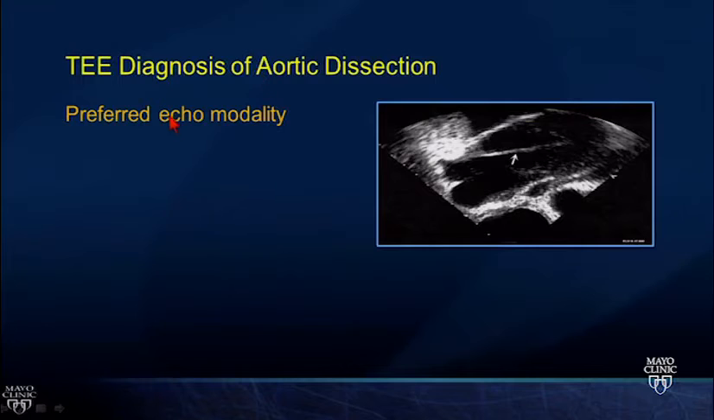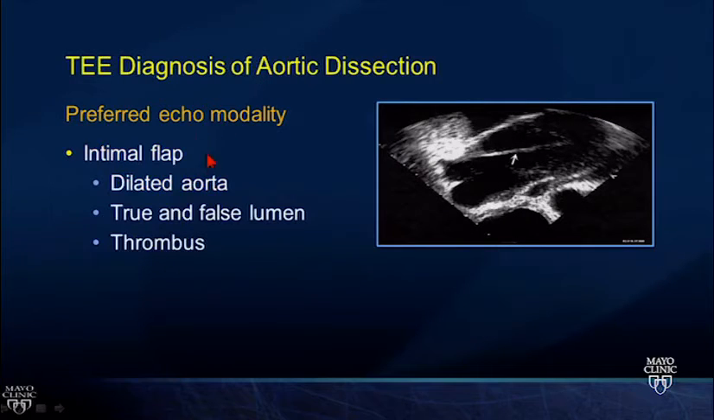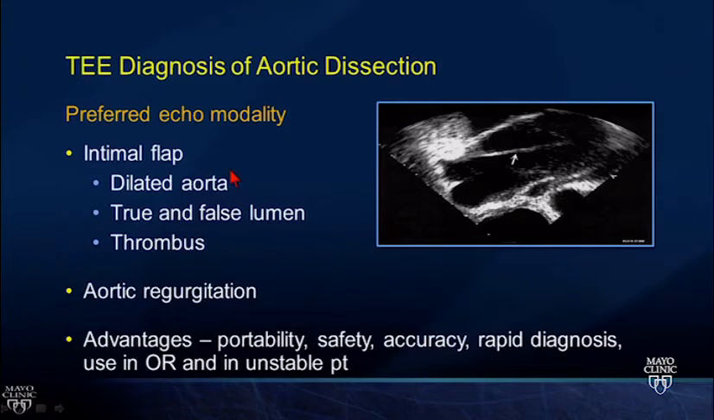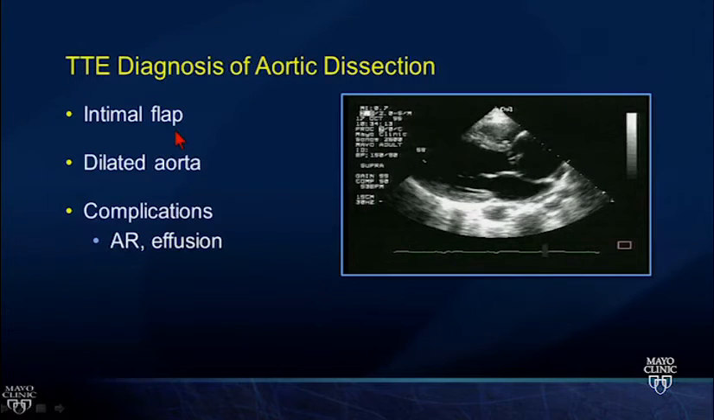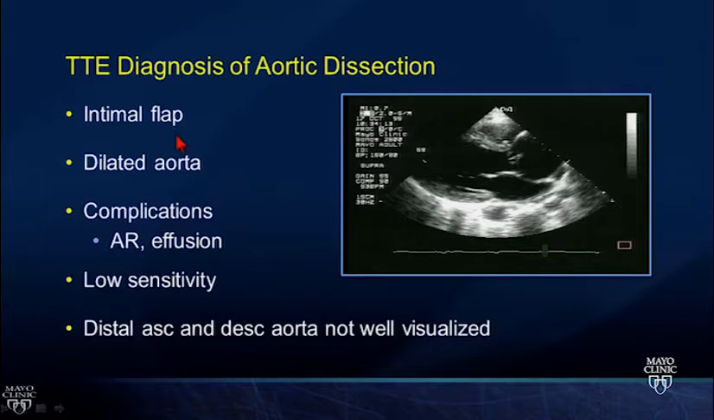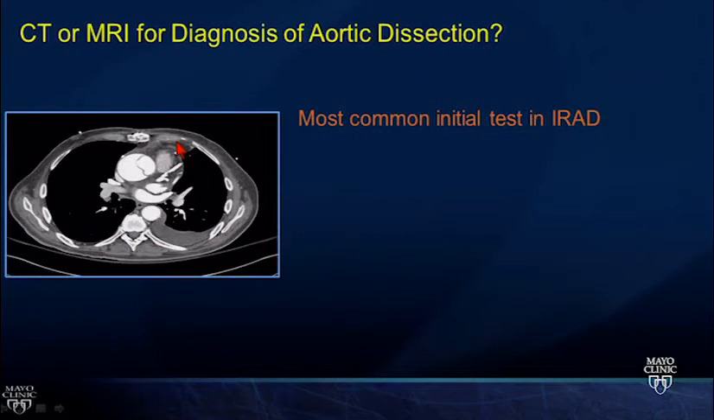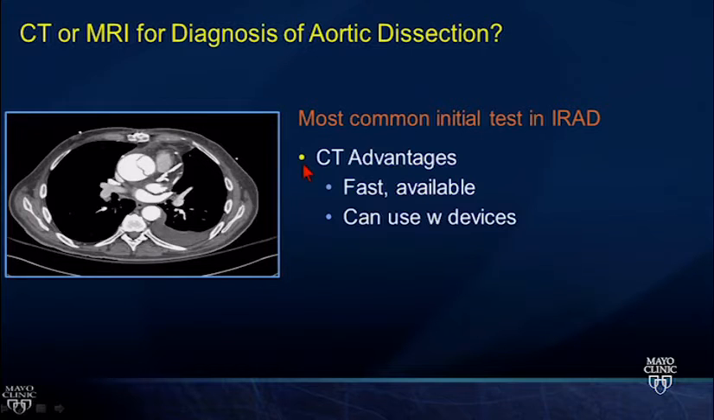If you could have your choice, this would be your preferred echo modality. It's just a little better than TTE, but TTE works very well too. So TTE is usually more available. It works fine. What about cross-sectional imaging? Cross-sectional imaging is actually the most common test that was used in the IRAD studies, and most of them got CTA as the first test. It's usually available in any emergency room.